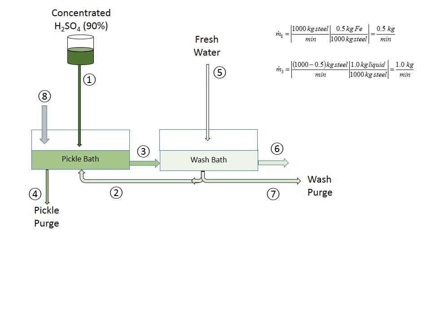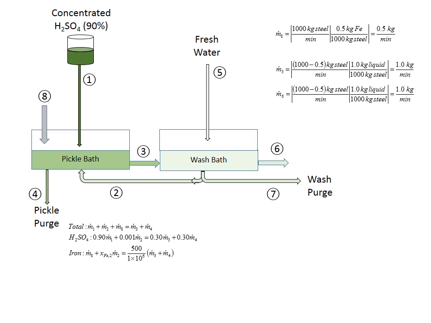Likewise, in stream 3, we have 1,000 minus 0.5 kilograms of steel per minute flowing through the pickle bath. There is 1 kilogram of liquid carried over for every 1,000 kilograms of steel, and that turns out for stream 3 to be 1 kilogram per minute. Similar thing can be calculated for stream 6, and it is also 1 kilogram per minute on its flow rate.